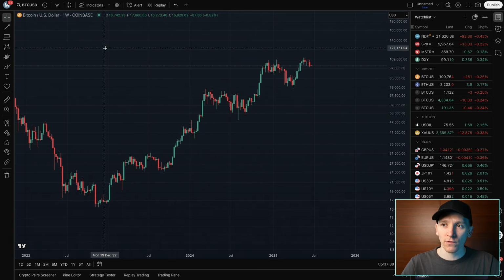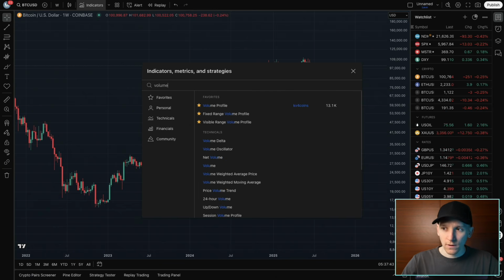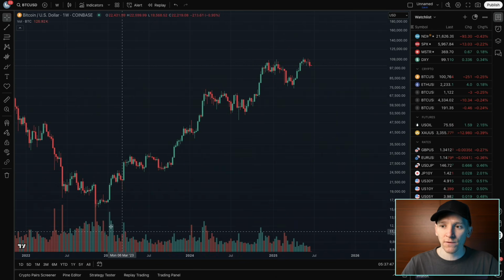Now from here, if you want, you can also put the volume on the chart. So go to indicators, you can type in volume, just the volume indicator right here, and that shows you the actual volume that was traded for the asset. It's not necessary, but you may want to put it on.